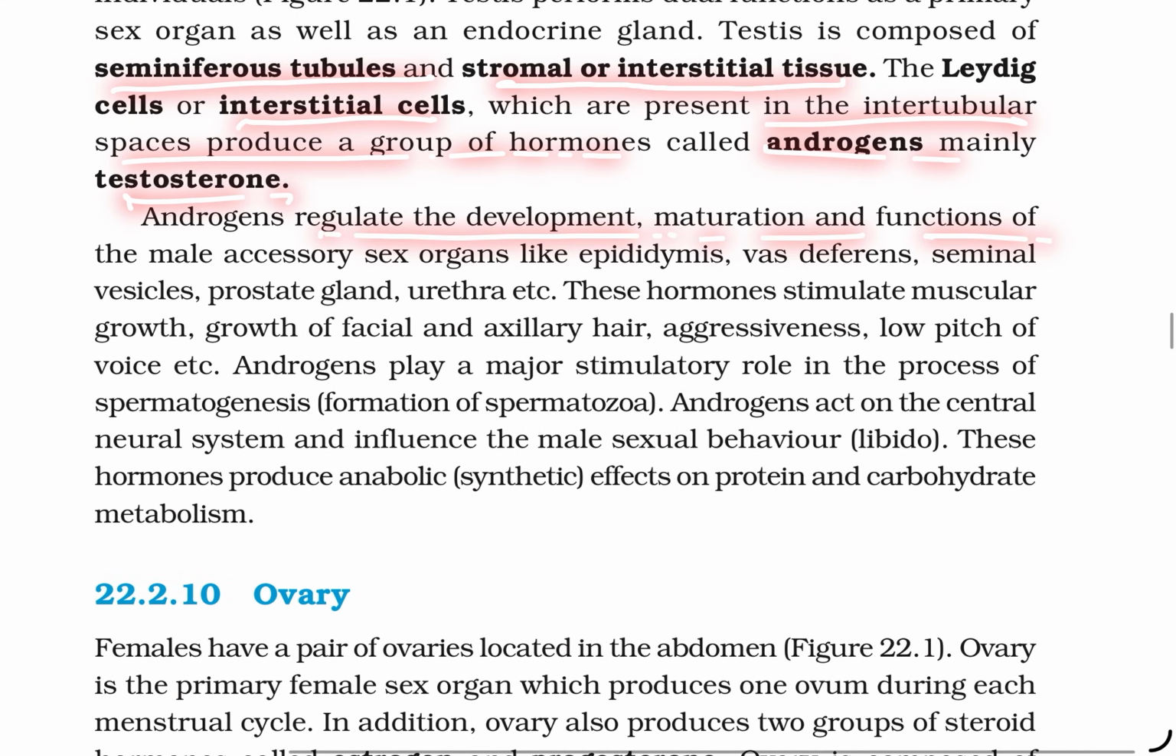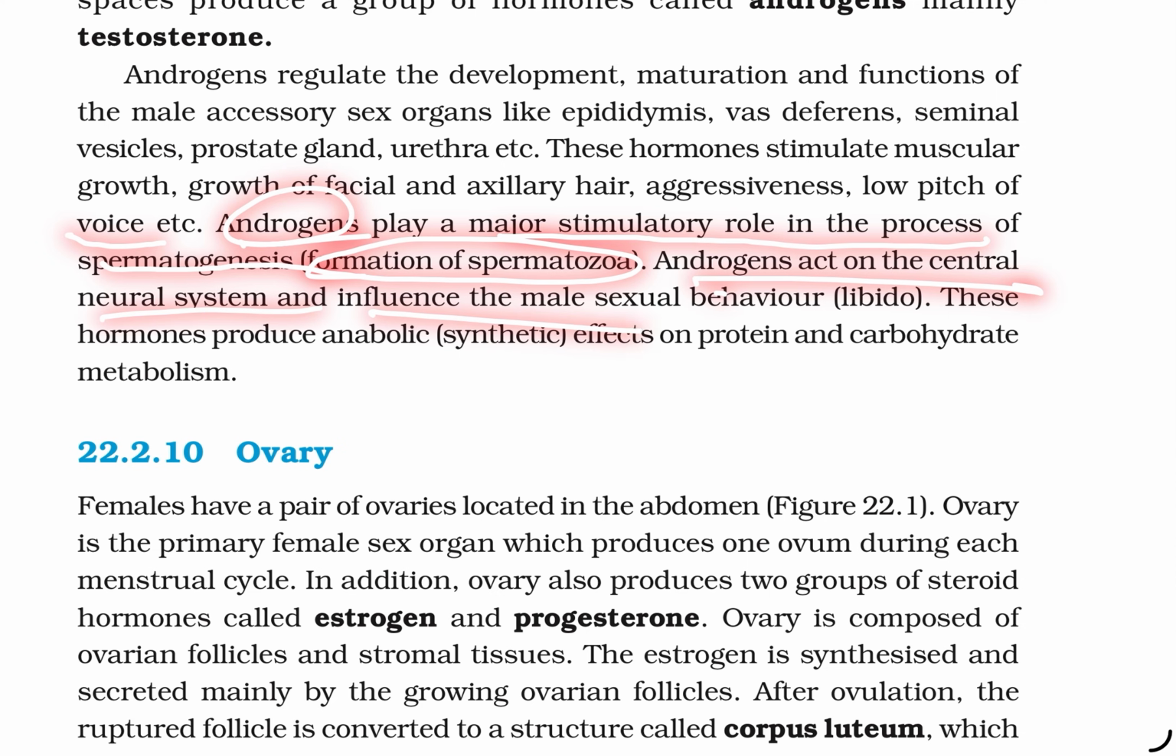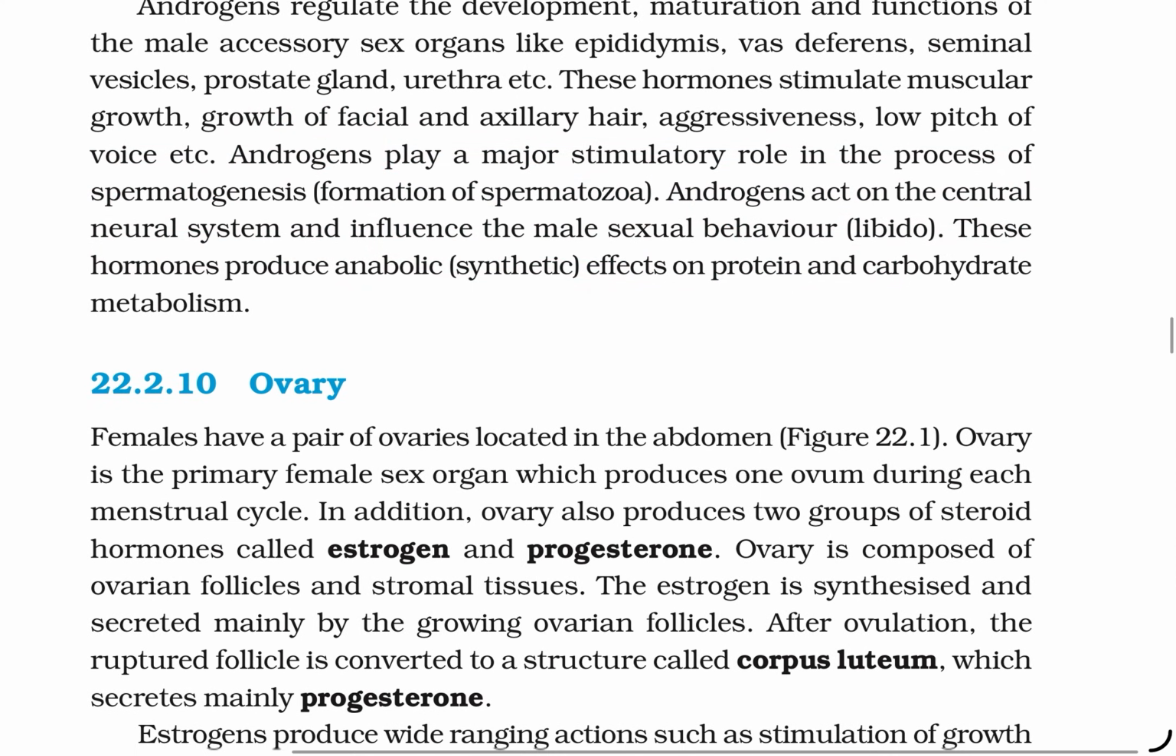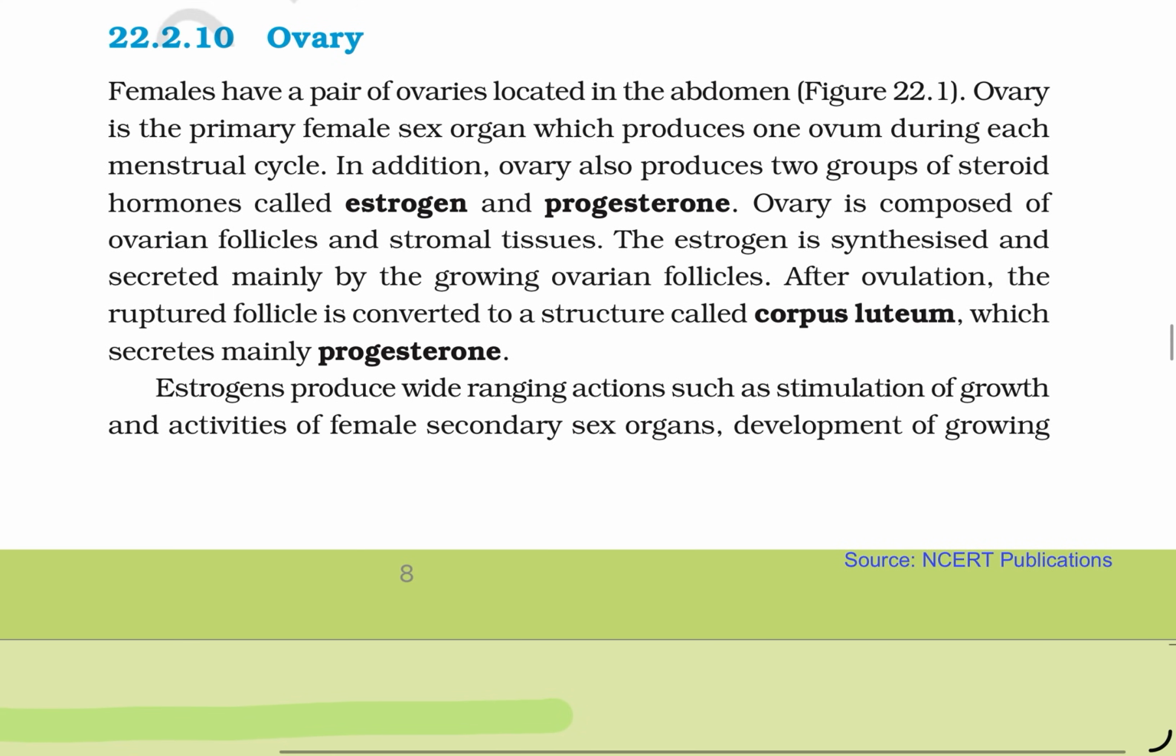The androgens regulate the development, maturation, and functions of the male accessory sex organs like epididymis, vasa deferentia, seminal vesicle, prostate gland, and urethra. These hormones stimulate muscular growth, facial and axillary hair growth, aggressiveness, and low pitch of voice. Androgen plays a stimulatory role in the process of spermatogenesis, the formation of sperms. Androgens act on the central nervous system and influence male sex behavior. These hormones produce an anabolic effect on protein and carbohydrate metabolism.